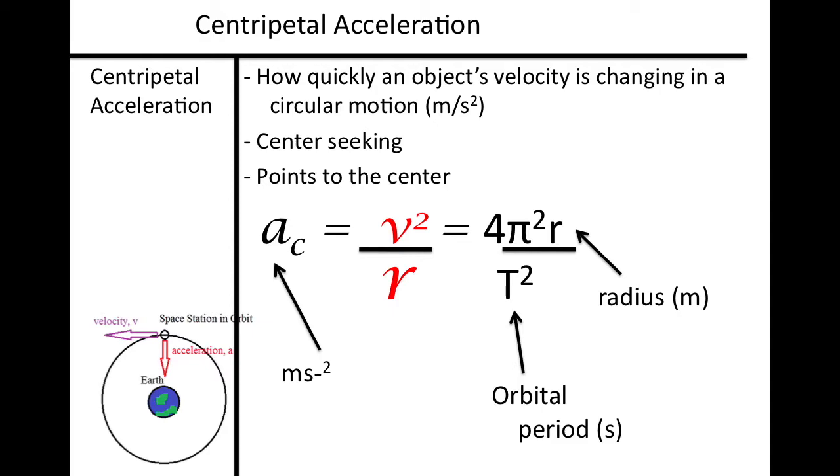Centripetal acceleration is how quickly an object's velocity is changing in circular motion. It is center-seeking, which we already explained in the last slide, and it points to the center. The equation is a sub c equals v squared over r. And remember that v equals 2 pi r over the period. When you plug that all in, you will get 4 pi squared r over T squared.